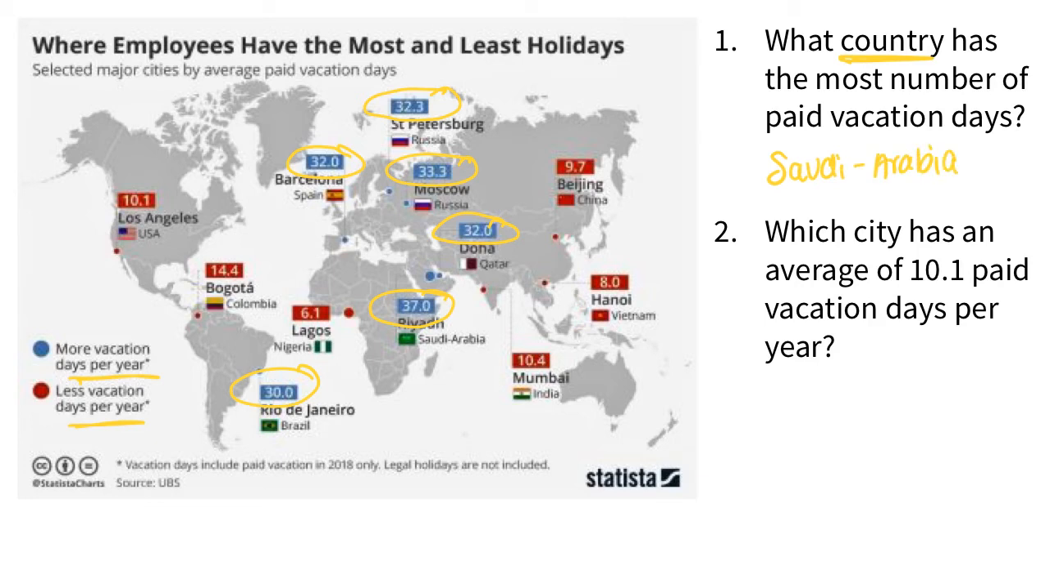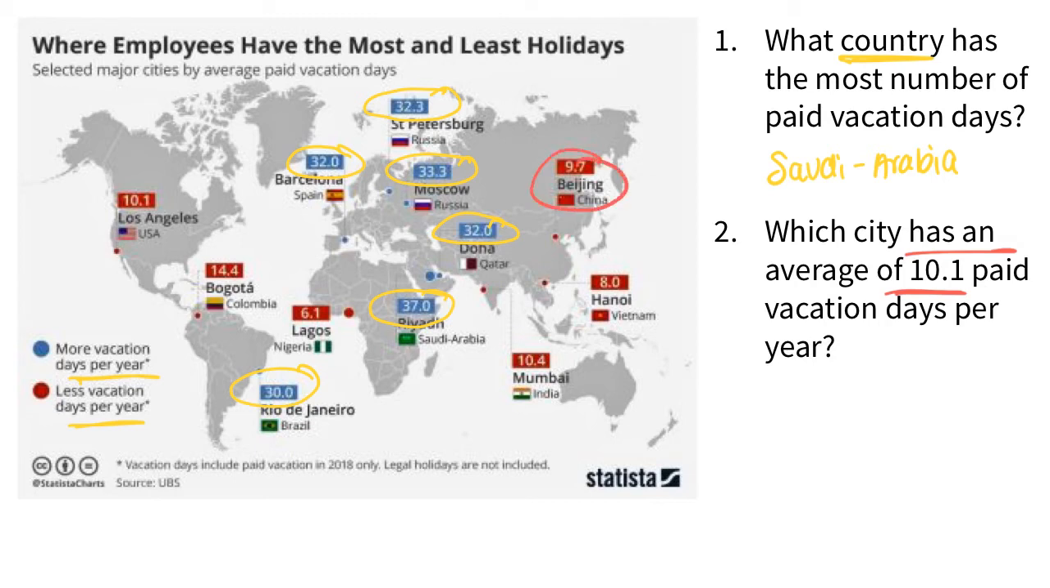So I'm going to write Saudi Arabia here. Wonderful. The next question asks us, which city has an average of 10.1 days? So I'd already looked at all the blue days, and I saw that there were no numbers that were 10.1. So now I'm going to look at my other numbers.